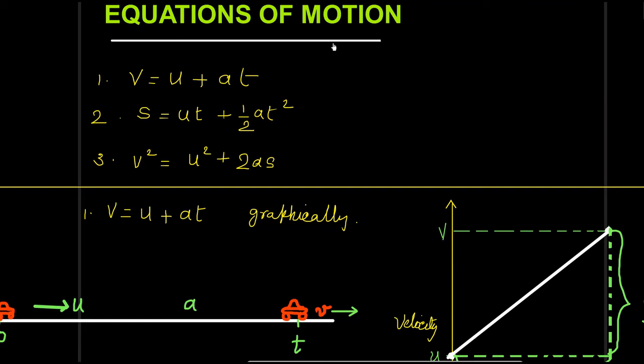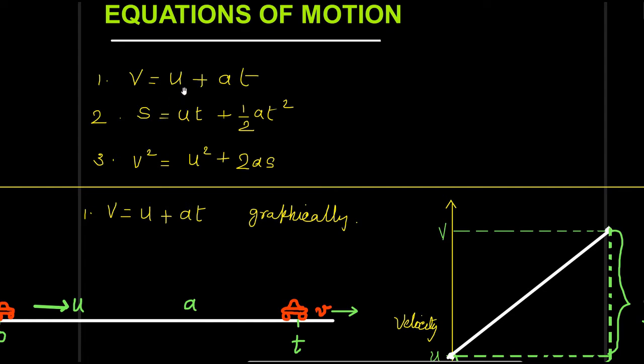Equations of motion. v = u + at, s = ut + ½at², v² = u² + 2as. These are the three equations of motion.